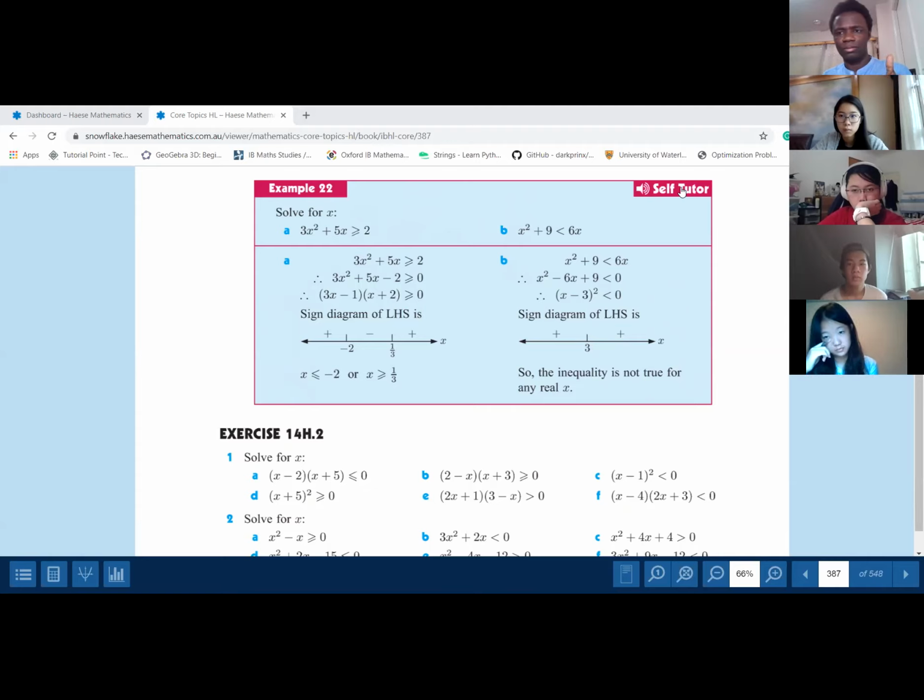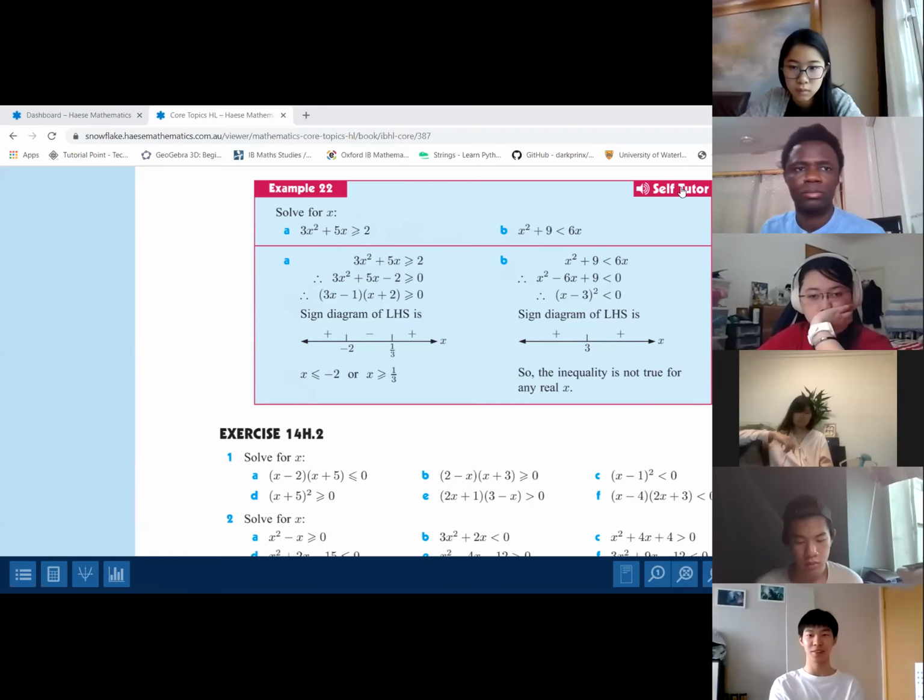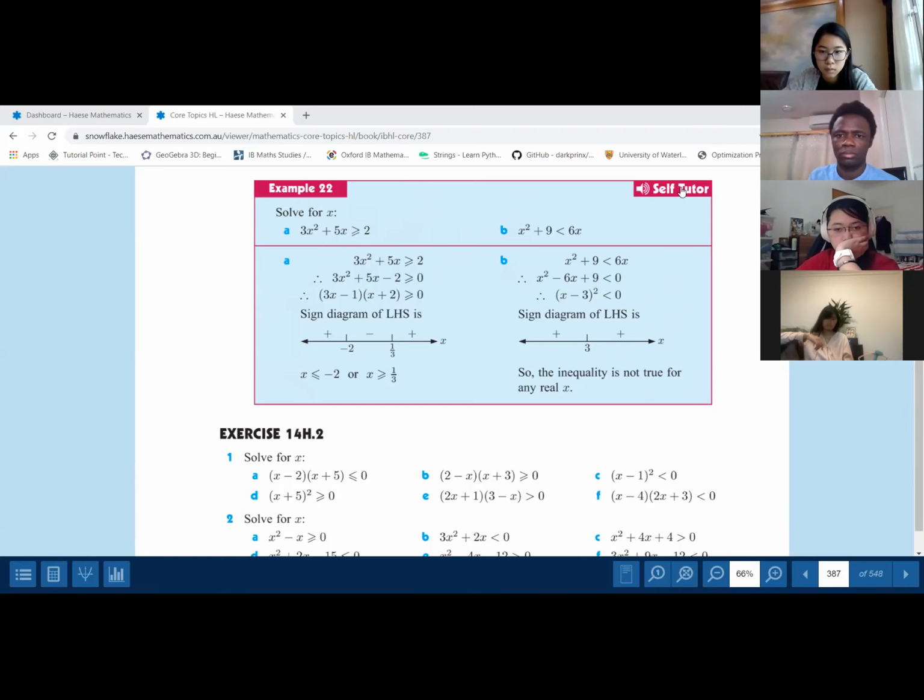In this example, we need to solve quadratic inequalities. We have seen how sign diagrams can be used to show when a function is positive or negative. But first, we need to write all the terms on one side, so we are comparing an expression with 0. In part A, we make the right-hand side 0 by subtracting 2 from both sides. We now want to factorize the quadratic expression so we can identify its zeros.